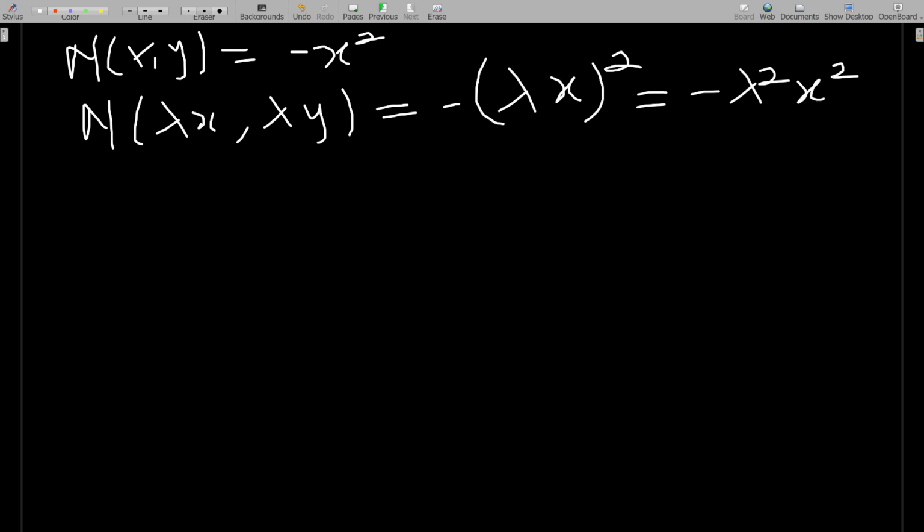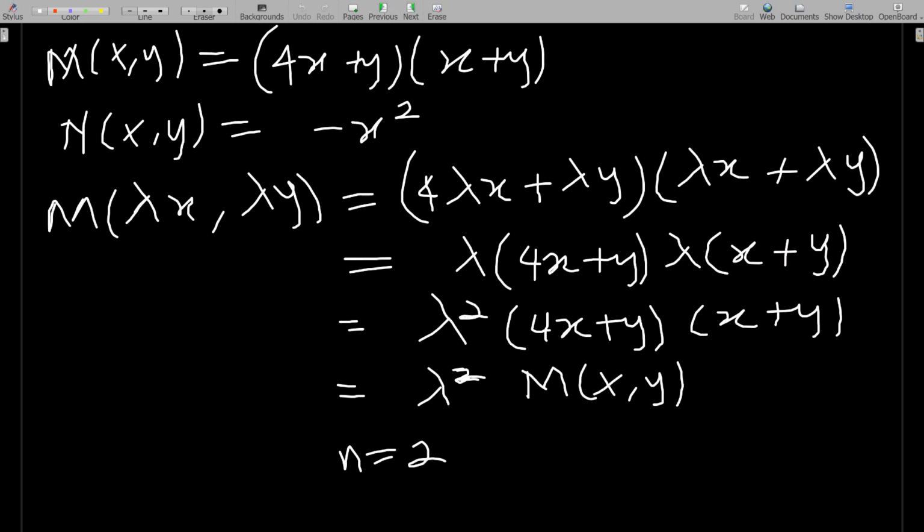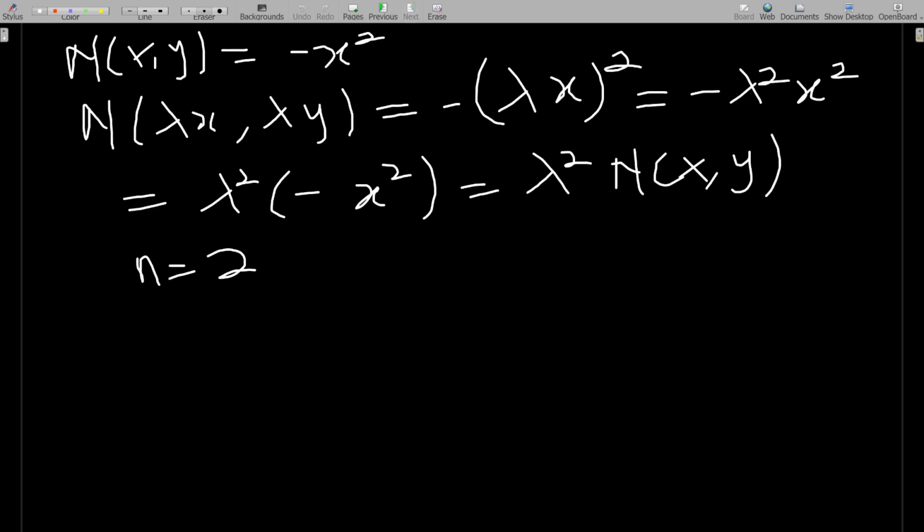Okay, and this is equal to lambda squared times x squared minus y squared, but x squared minus y squared is what? N of xy. So I have lambda squared N of xy, which shows that this is homogeneous, and the degree is what? n is equal to 2. So realize that the degree of this is 2, and the degree of the other one is also 2. So it means this differential equation is actually homogeneous.